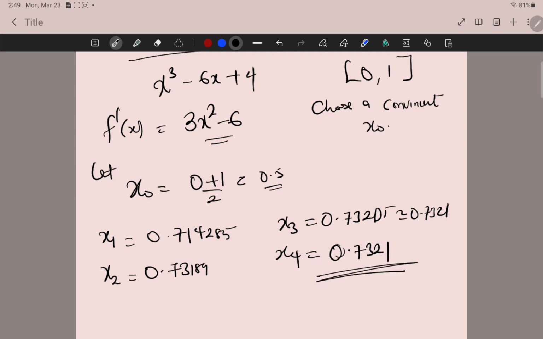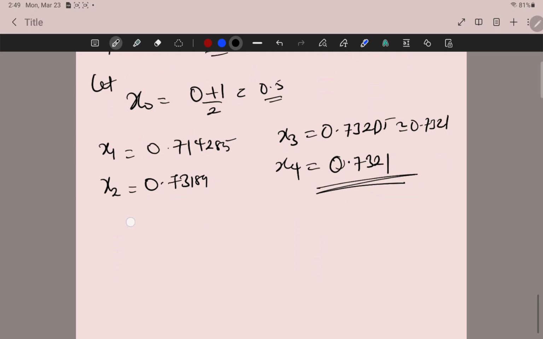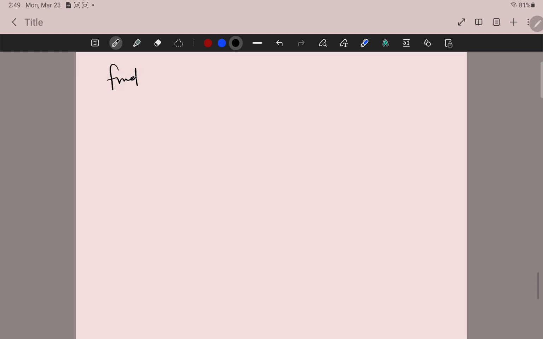You see, by Newton-Raphson's method, the solution to this equation, the root, is 0.7321. Which brings me to something. One of you asked me to solve finding the square root of a positive integer, finding the square root by NR method.